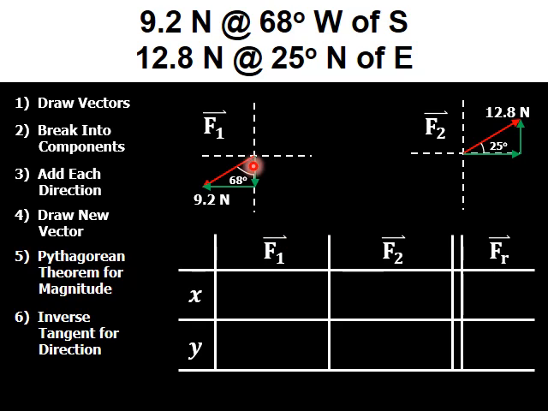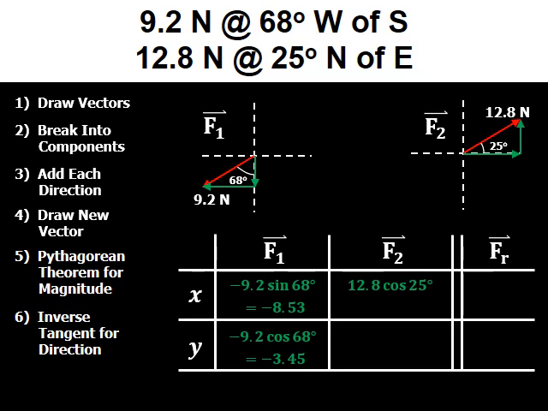X component for the first one is opposite. The x component is opposite. It's going to be in the west direction. So it's going to be sine, negative 9.2 sine of 68 degrees, and we get negative 8.53. Since the x component is sine, the y component is adjacent, it's cosine, so we have a negative 9.2 cosine of 68 degrees. Again, it's going to be negative because it's pointed downward or south, so we get negative 3.45.